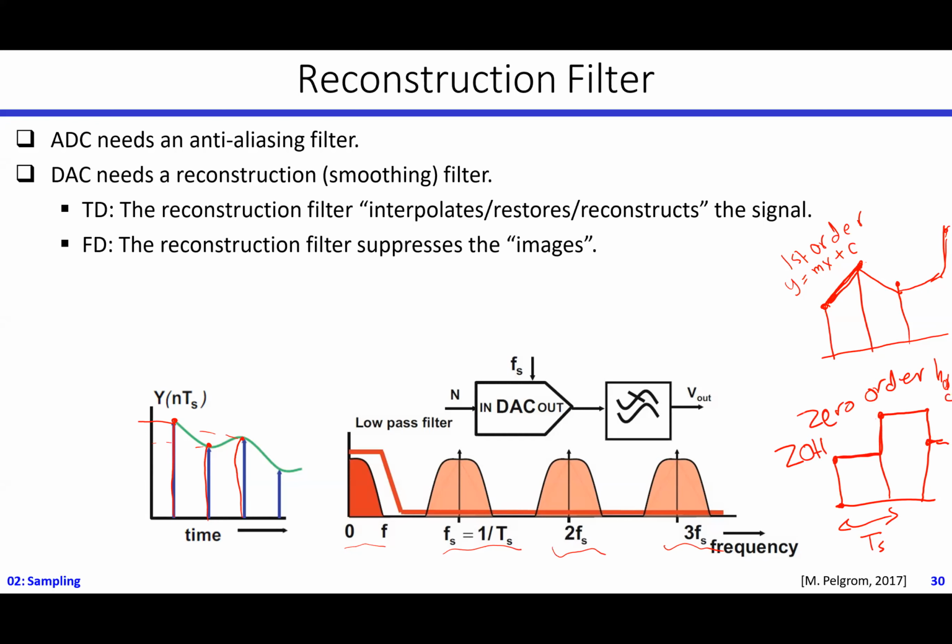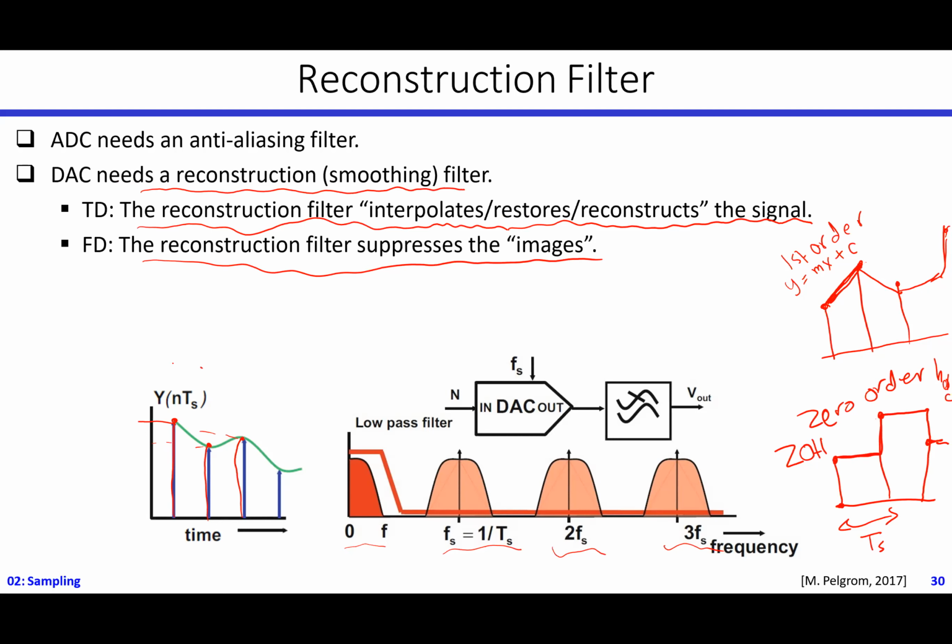So what is the DAC in reality doing? It's going to give you the value and hold it until the next clock cycle, and then it will change the value and keep it constant for that entire cycle. So the DAC basically needs to reconstruct the original signal. In the time domain, the reconstruction filter interpolates, restores, or reconstructs the signal, and the reconstruction filter will suppress those images. We will discuss this in detail.